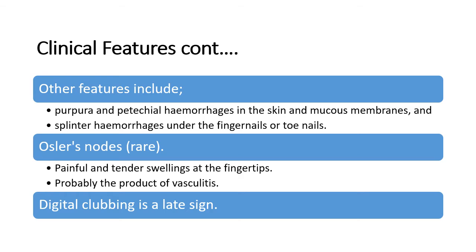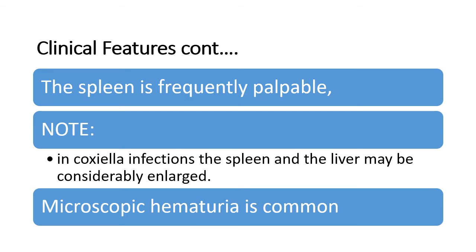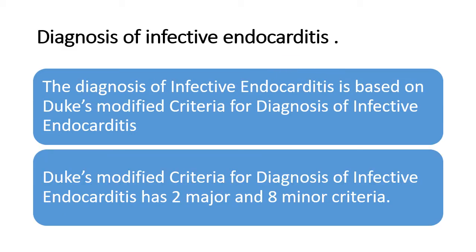Other clinical features include purpura, petechial hemorrhage in the skin and mucosal membranes, and splinter hemorrhages under the fingernails. We can also have Osler nodes. What are Osler nodes? These are painful and tender swellings at the fingertips. We can have finger clubbing, that is digital clubbing, which will be a late manifestation. In infective endocarditis, sometimes the spleen can enlarge and become palpable. Note that microscopic hematuria is common in infective endocarditis.